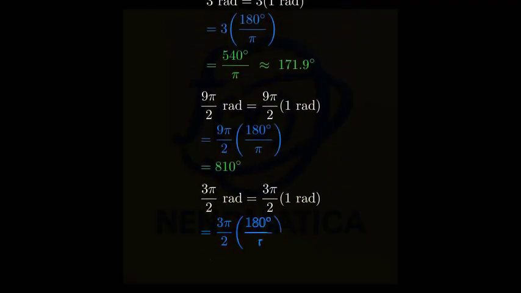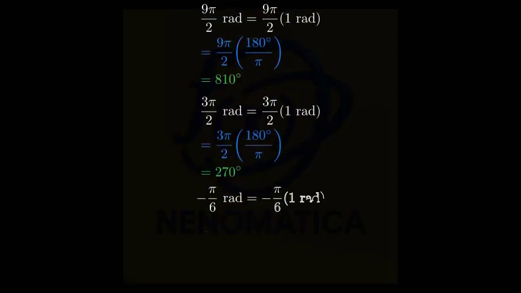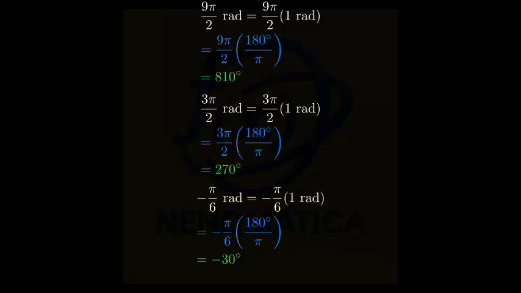Example 3. 3 pi over 2 radians. Again, multiply by 180 over pi. We obtain 270 degrees, pointing straight down on the circle. Example 4. Negative pi over 6 radians. The negative sign carries through the conversion. We get negative 30 degrees.